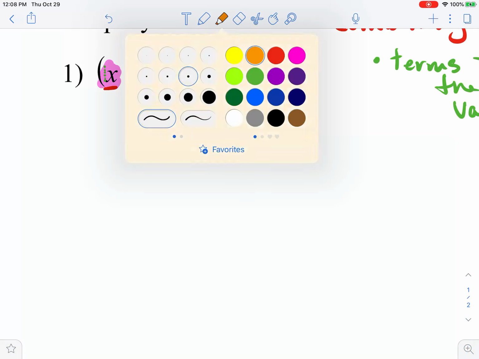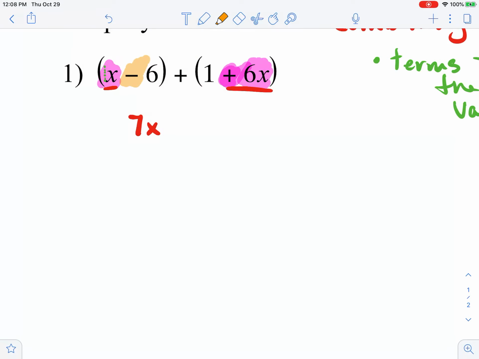Then let's go ahead and combine the terms together that don't have any x's. We have negative 6 and positive 1. Negative 6 plus 1 would be negative 5. And we're going to represent that negative 5, that negative part, with a minus. So we have 7x minus 5.